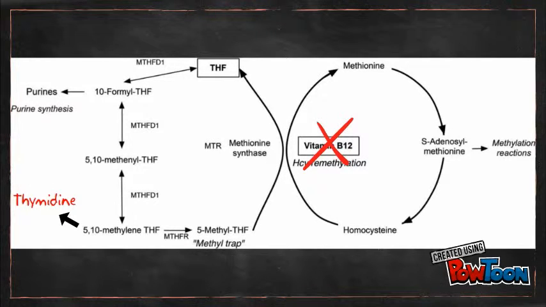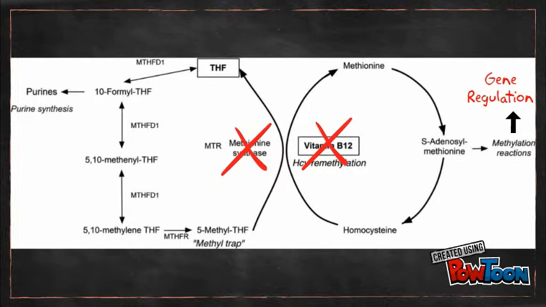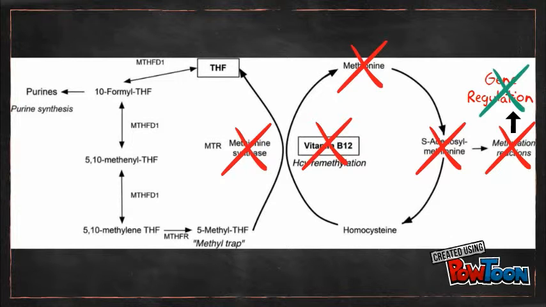So without B12, MTR can't work. You will have no conversion to THF, leading to accumulating 5-methyl-THF, also known as the methyl trap, because the methyl group is now stuck there and can't transfer to B12, impairing nucleotide synthesis and DNA replication. You will also have no homocysteine to methionine conversion, and therefore no S-adenosylmethionine, or SAM, leading to reduced methylation reactions. This negatively affects how genes are regulated and hundreds of other processes within the cell.